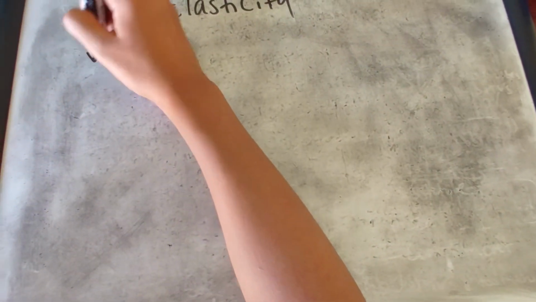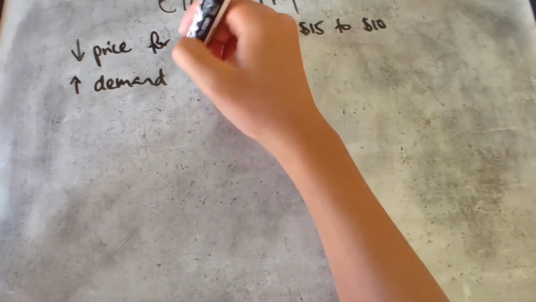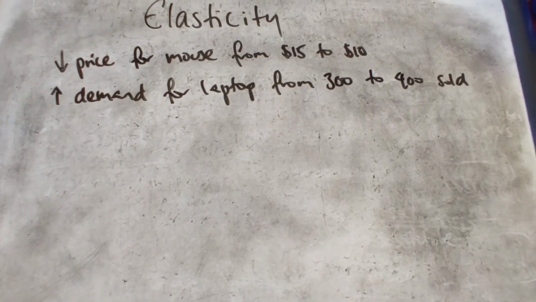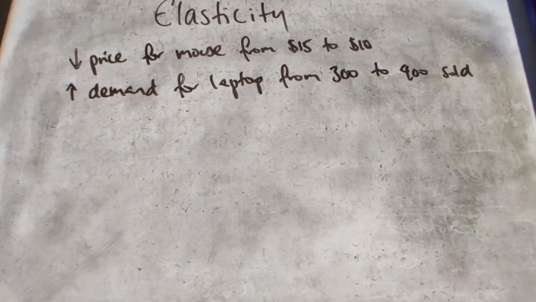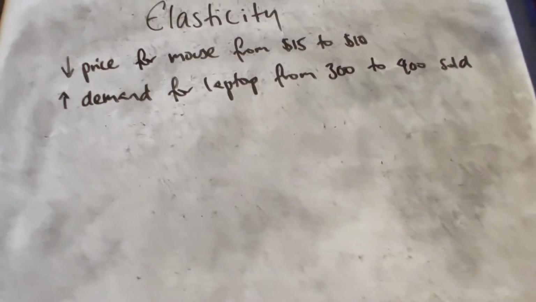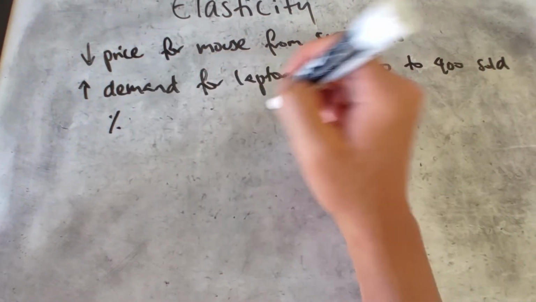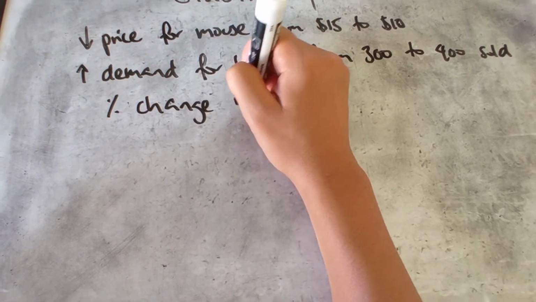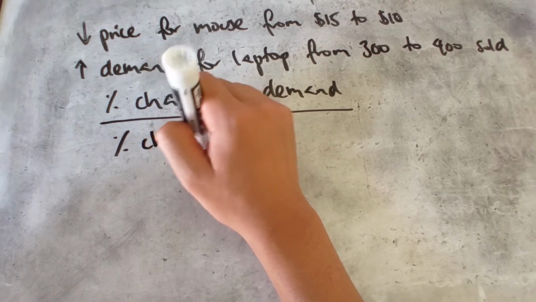Let's do an example for the cross elasticity of demand. So let's say that there is a price decrease for a mouse from $15 to $10, and there's an increase in demand for a laptop from 300 to 400. So now our goal is to find whether or not a mouse and laptop are substitutes or complements. Now you may know already whether they are substitutes or complements, but elasticity proves why they are substitutes or complements based off of the stats we have right here. So the formula would be the percent change in demand, or the quantity demanded, because in this case we're talking about demand, over the percent change in the price of the other object.